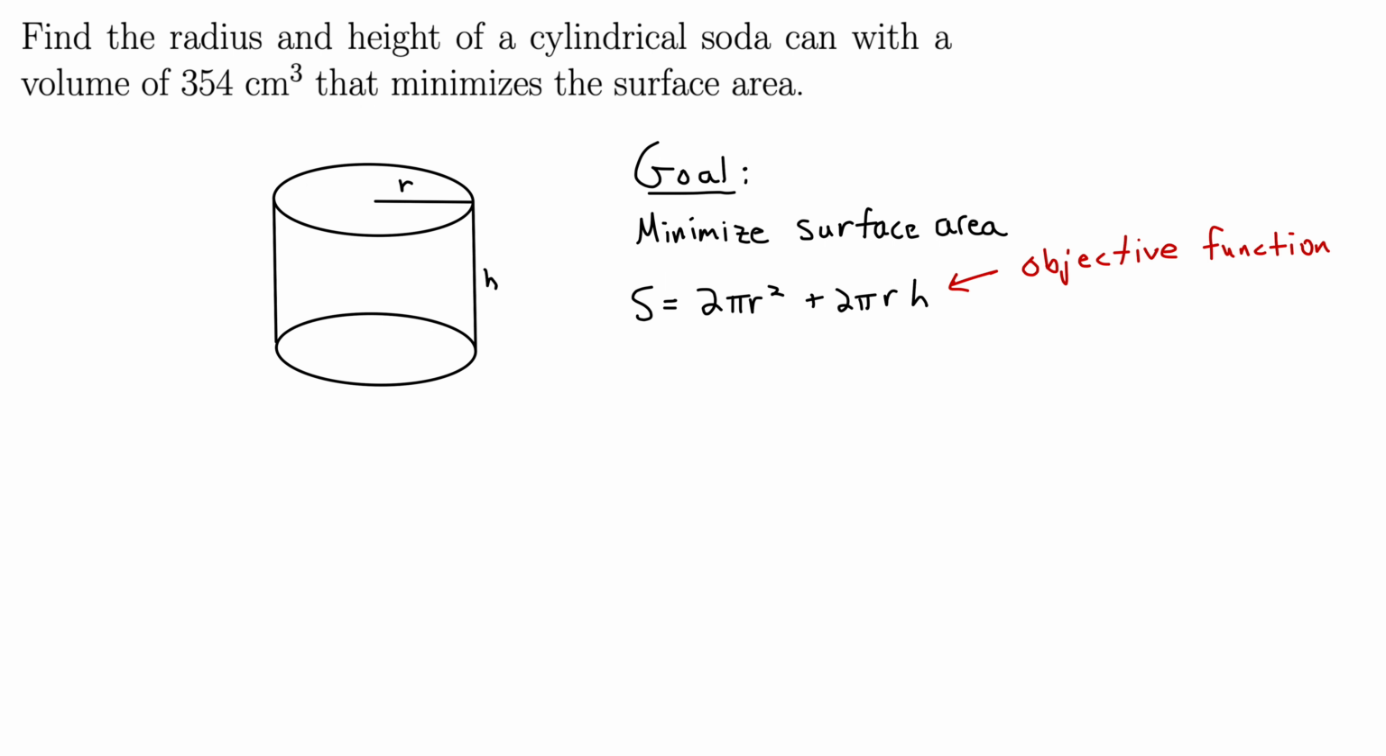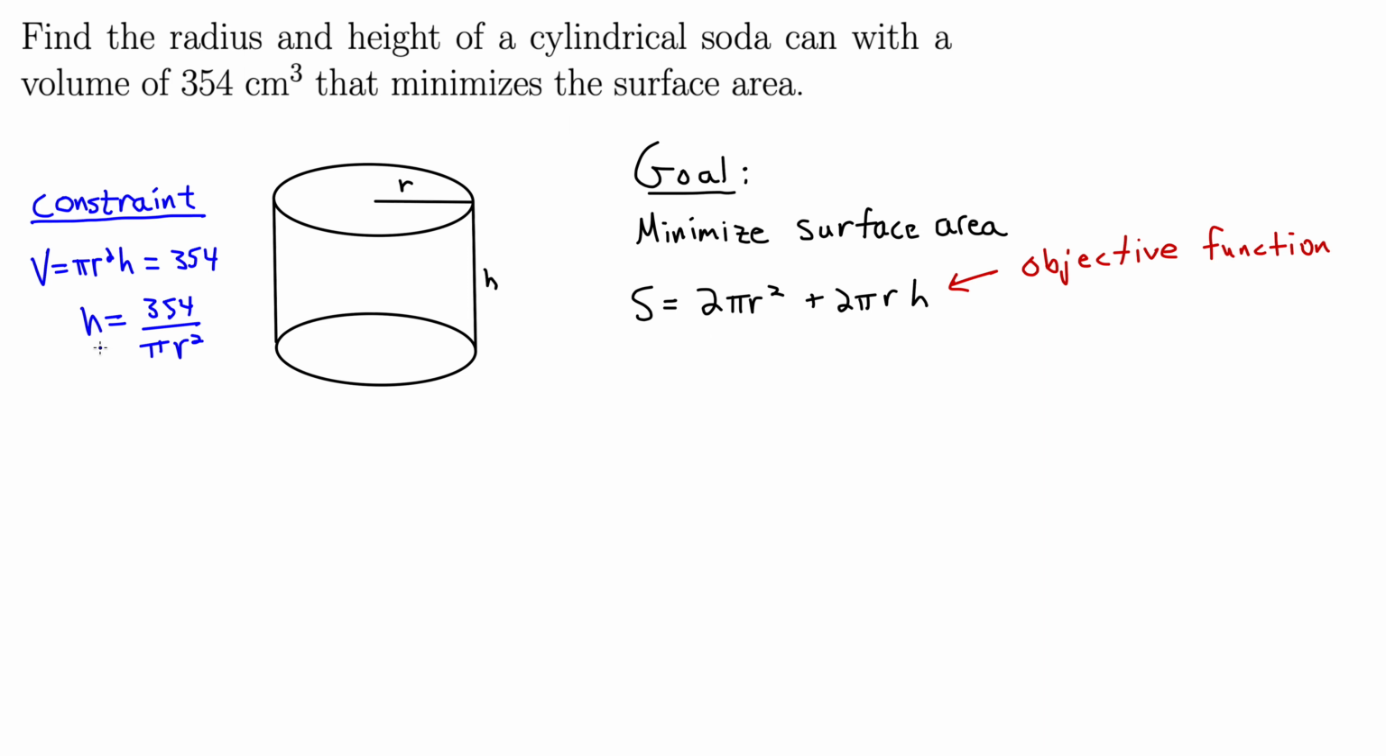The problem is that it's in two variables. So we go back to our problem and look for some kind of constraint so that we can write this only in terms of one variable. And there it is, a volume of 354 cubic centimeters. So our constraint is the volume, which we know is the volume of a cylinder, pi r squared h, is 354, which we can now solve for h. So h must be 354 over pi r squared. And I can tell this is already going to get a little bit messy.